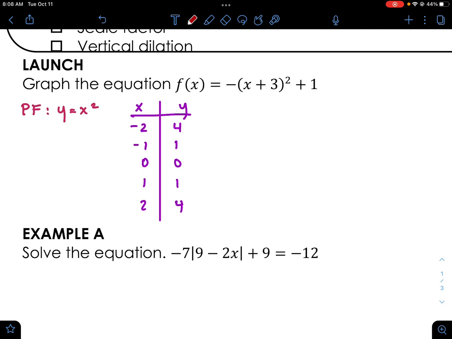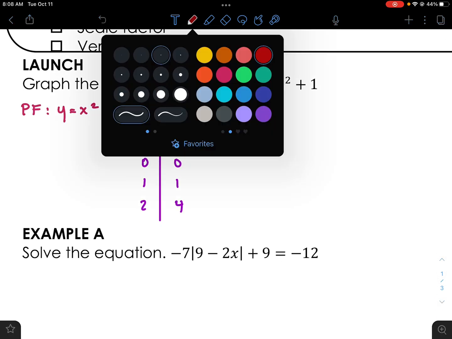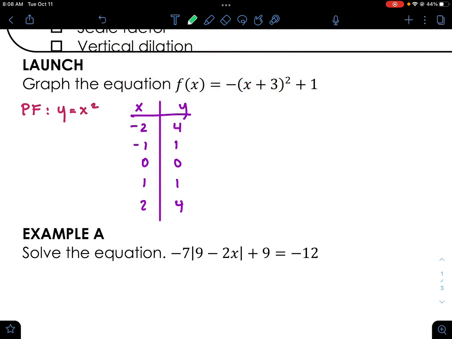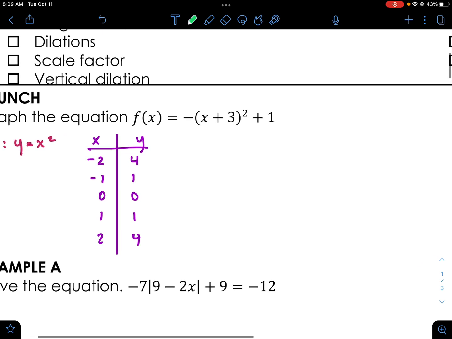function where it says graph the equation y equals negative, or f of x equals negative (x plus 3) squared plus 1. So when we are going to graph these equations, the first thing that we want to do is identify what transformations are happening and then come up with our mapping notation, which will help us get 5 points for our new function, our child function.